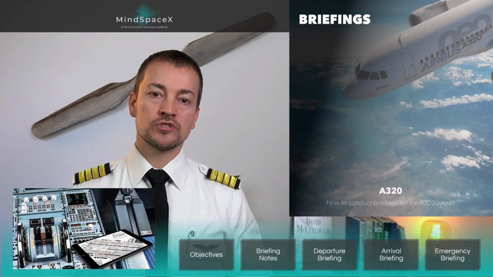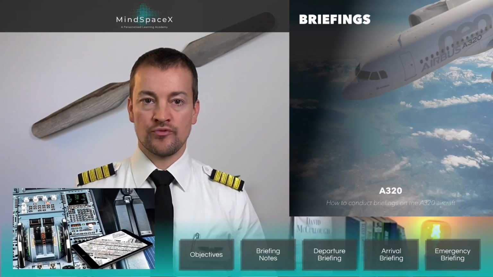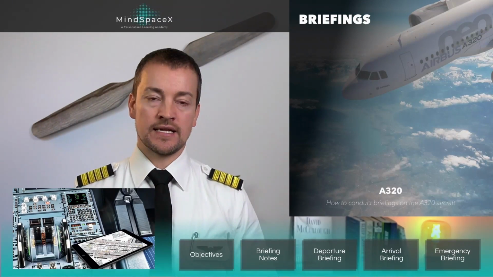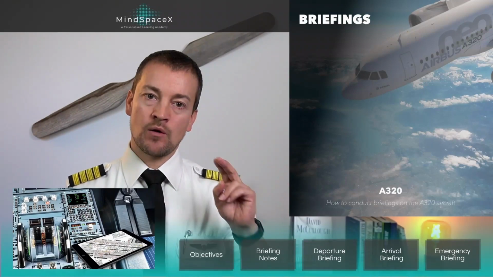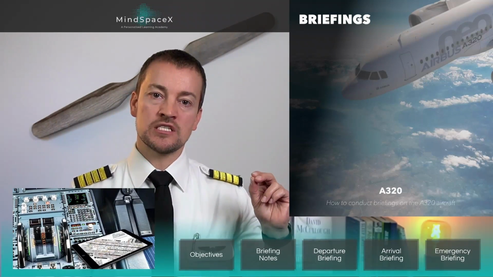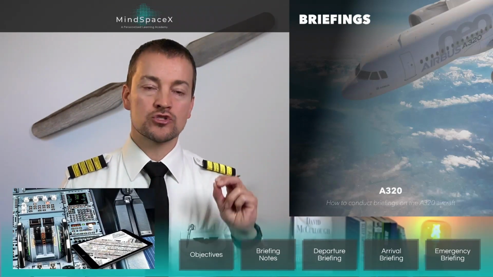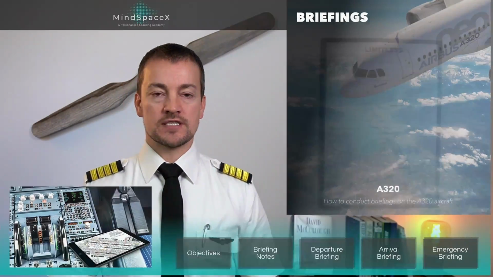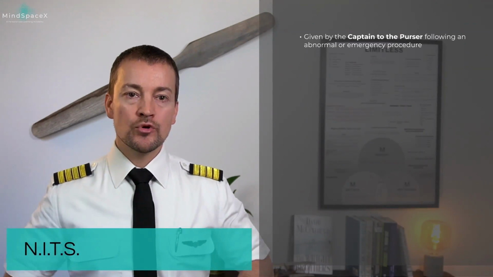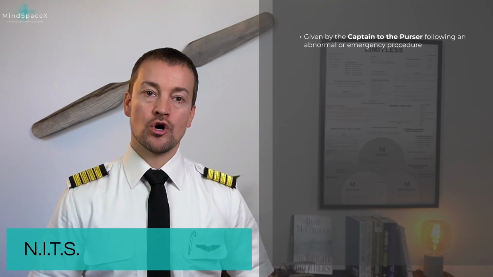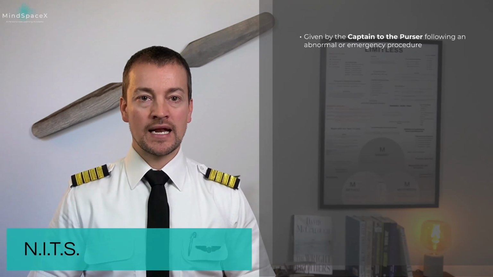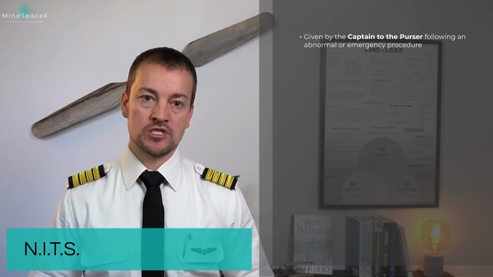And that concludes the arrival and departure briefing, both the elements and the techniques. There's one last element I wanted to include in this particular presentation, and it's how we do briefings to the crew in case of an emergency. The emergency briefing that I want to discuss here is the NITS briefing given by the captain to the purser or senior cabin advisor in the cabin following an abnormal or emergency procedure.